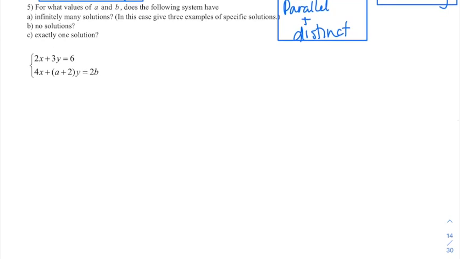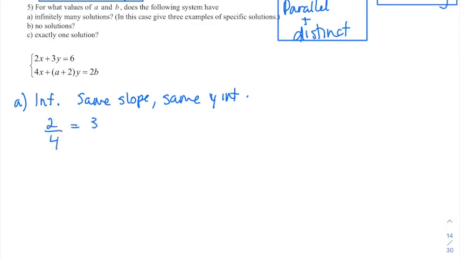Definitely a question I would ask on a test. For what values of a and b does the following system have infinitely many solutions, no solutions, and exactly one solution? So I know for infinitely many solutions, if I want overlapping lines, I need the same slope and the same y-intercept. Okay, so in that case, the ratios all have to be the same. So 2 over 4 has to equal 3 over a plus 2, which has to equal 6 over 2b.